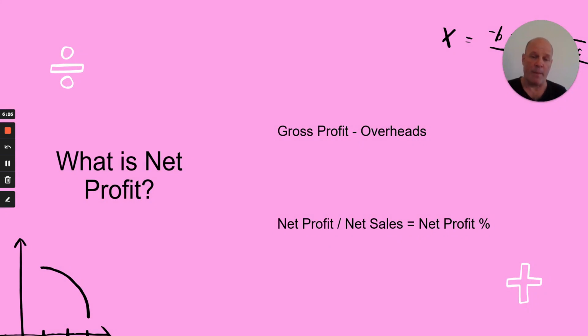So what is net profit? That was the gross profit. So the net profit, that comes after the gross profit. So you have your gross profit, and then you take away the costs of the business. And if you want to do a percentage, it'd be net profit divided by net sales times 100, or on the spreadsheet, format the cell as a percentage. So gross profit minus overheads equals net profit. And that's the difference between net profit and gross profit.